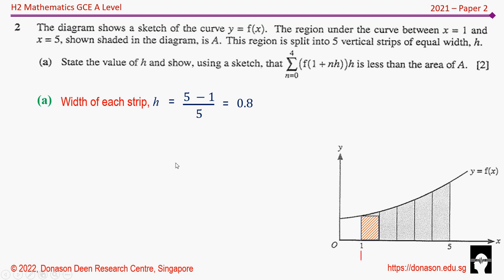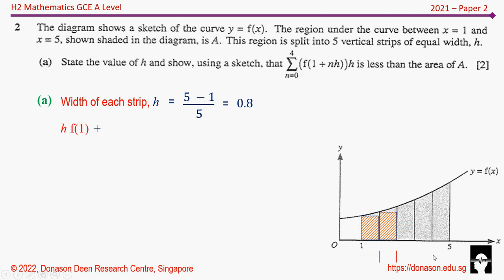Then, this is h, and what would be the height here? When x is 1, if we substitute x with 1, the height of this rectangle is going to be f(1). So if I take f(1) times h, that's going to give me the area of this first rectangular strip.